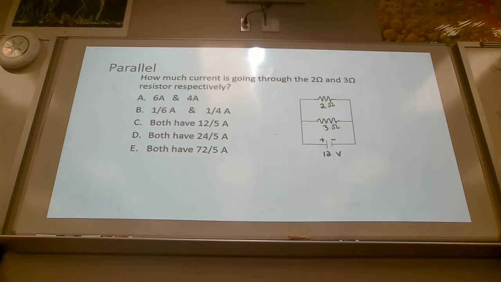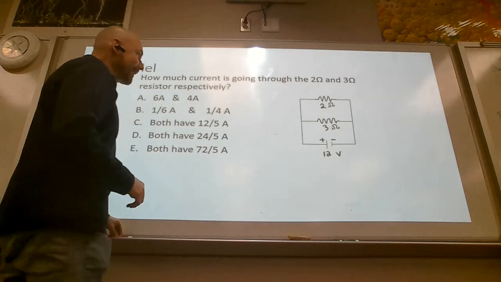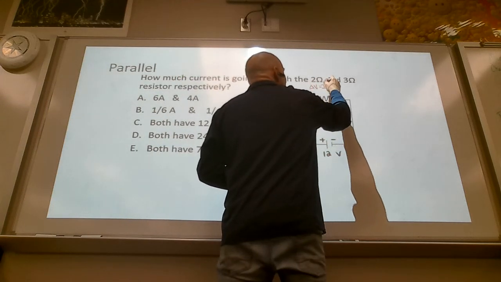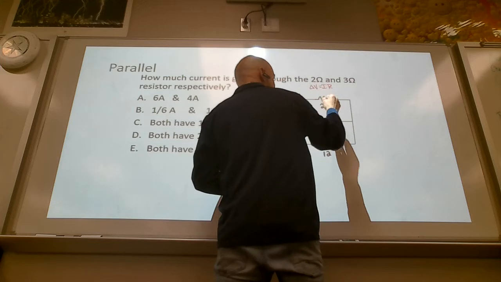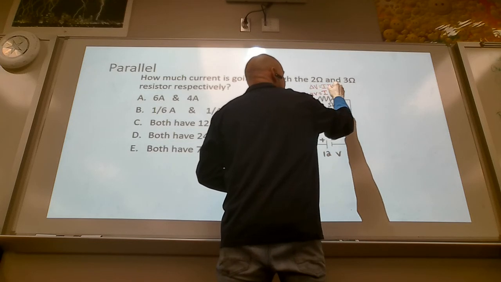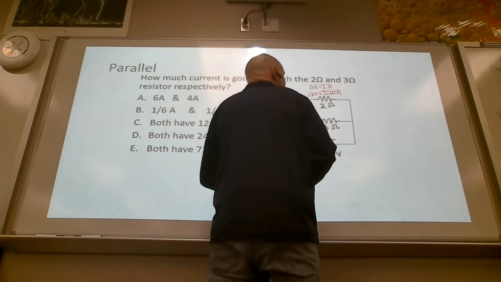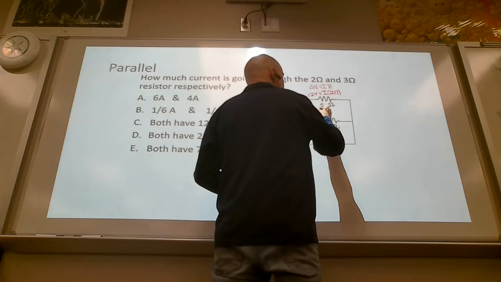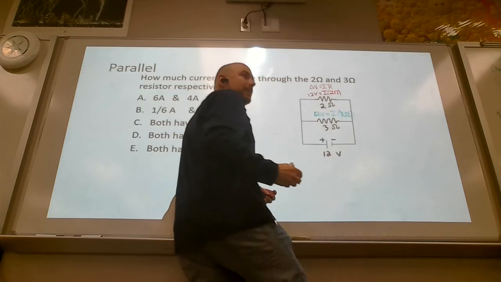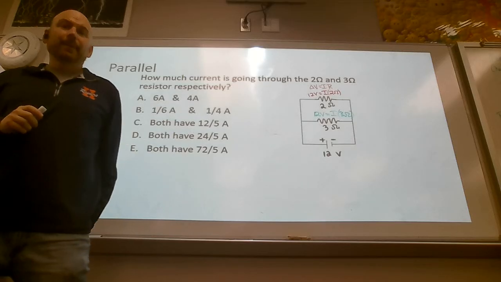Correct answer is A. Okay, check it out. You can do these independently. So you have 12 volts equals current times 2 ohms. And this one, 12 volts is equal to current times 3 ohms. And you can do them independently. Good with that?